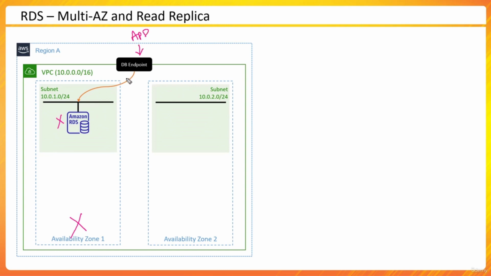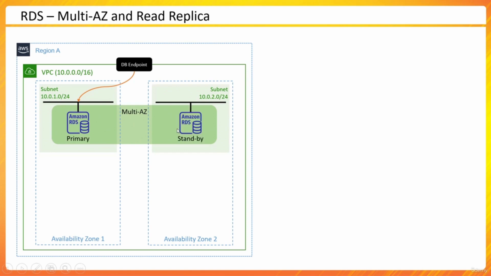So what you could do is enable a feature on this database called multi-AZ, multi-availability zone, and it is just a checkbox for you. Once you enable this multi-AZ checkbox, what will happen? The Amazon RDS service would select another availability zone, another subnet depending on the subnet group you have created, and would create a standby instance there.